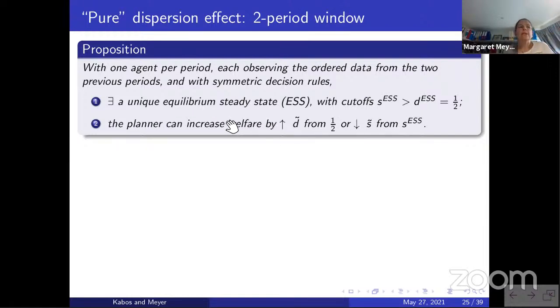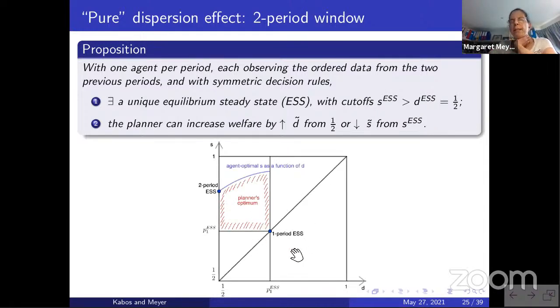And the welfare result: the planner can increase welfare by raising the cutoff following non-matching data from its equilibrium value of a half, or lowering the cutoff following matching data from its equilibrium value. So this picture actually shows slightly more than the proposition says. We've got the cutoff following non-matching data on the horizontal, the cutoff following matching data on the vertical. This is the equilibrium in the benchmark model, and this is the equilibrium steady state in the model with observing two ordered data points. And what the picture shows you is that the planner's optimum lies in the interior of this region here. The proposition says that the planner can raise welfare by either raising D from this equilibrium steady state or by lowering S.